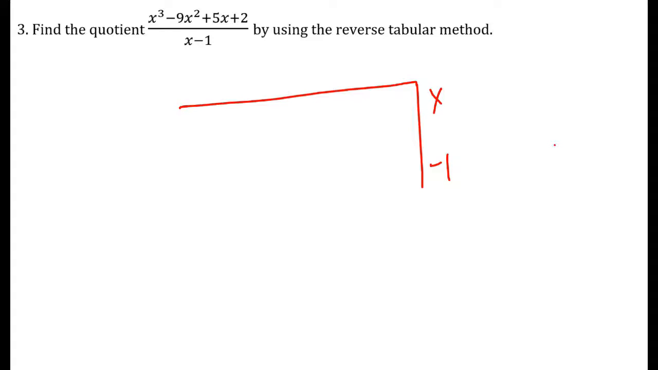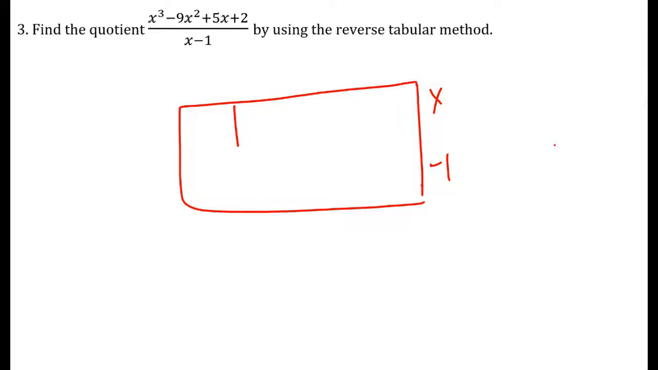But truly, you need to be able to divide by using the reverse tabular and long division, either one, not and, or. You need to be able to use the reverse tabular or long division. So for this question, I want you to divide using reverse tabular. The next question, I want you to divide using long division.